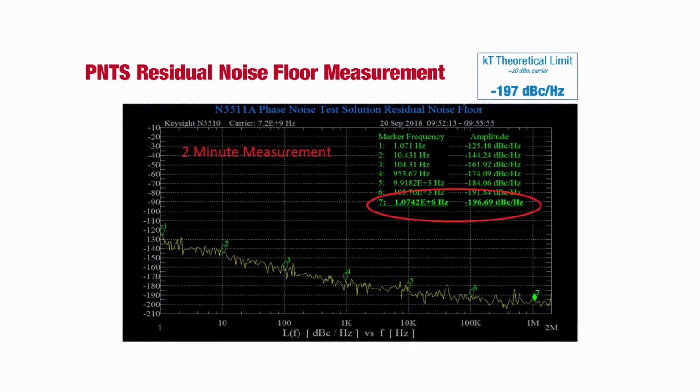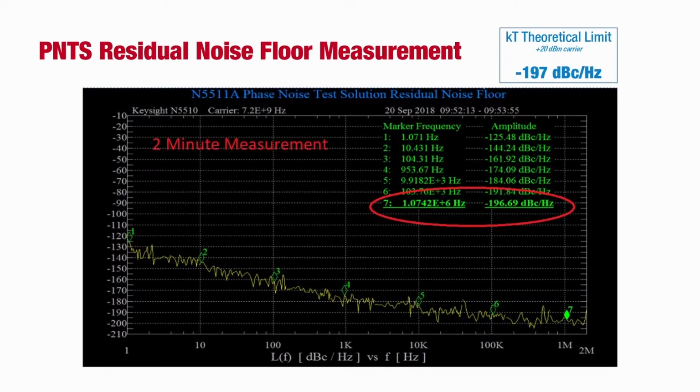The real advantage of this system is we can actually measure down to the KT limits of physics. So let me show you a picture of our noise floor to show what that looks like. As you can see here, this is a 2-minute measurement at 7.2 gigahertz. And notice at the far out offsets, we've already hit the KT noise floors. KT in the phase noise world is minus 177 dBm per hertz in an absolute sense.